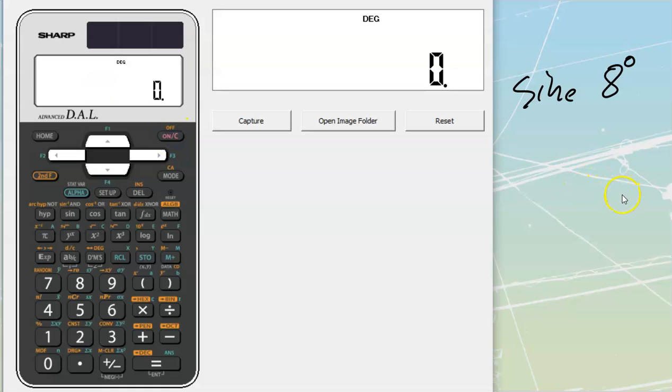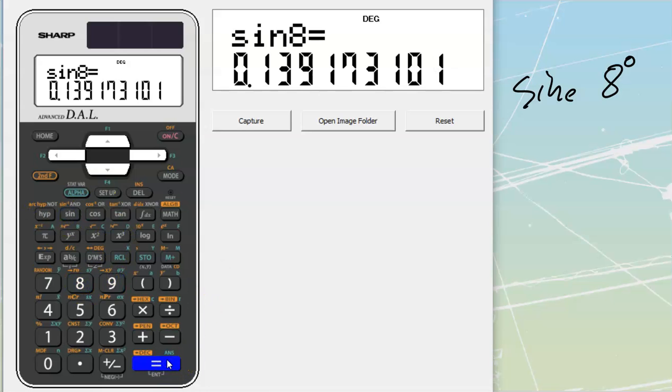You're going to hit clear a bunch of times just to make sure that it is fully cleared out. If I take a look over here, I see I've got my sine, cosine, and tangent available. And right above them, I've got my inverse sine, inverse cosine, and inverse tangent as well. To find sine of 8, I just punch in sine 8 and enter. That's literally all it takes on this one.